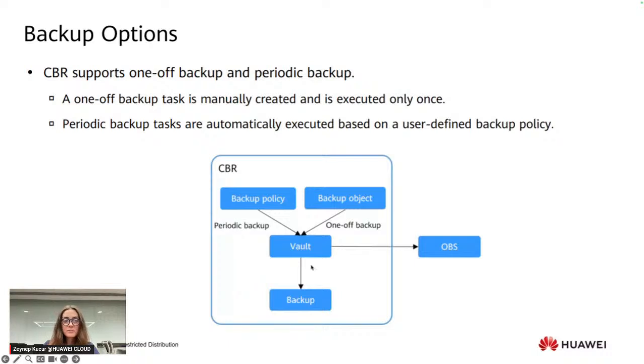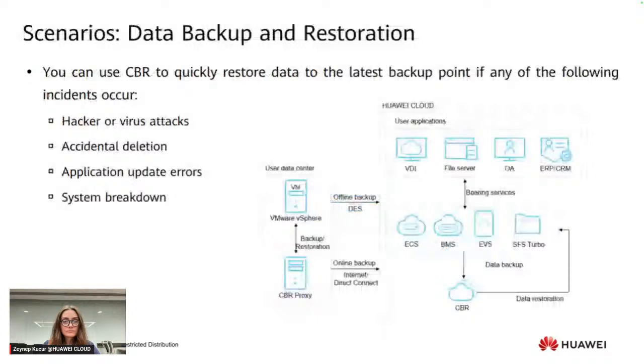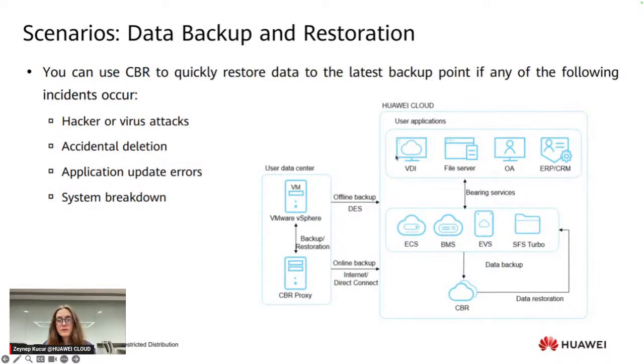And our CBR supports one-off backup and periodic backup. A one-off backup is created manually and runs just once, and periodic backup runs automatically based on a policy you set. So it's put in a vault and you store it in OBS. Here is the scenario. You can use CBR, Cloud Backup and Recovery, to restore data quickly if something goes wrong. Let's say if there's a hacker attack, accidental deletion, update, or system breakdown. As you see here, you can use CBR with ECS, BMS, EVS, and SFS Turbo.